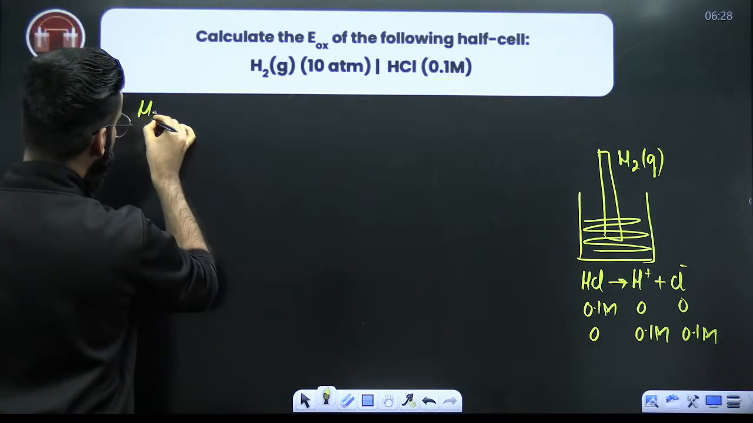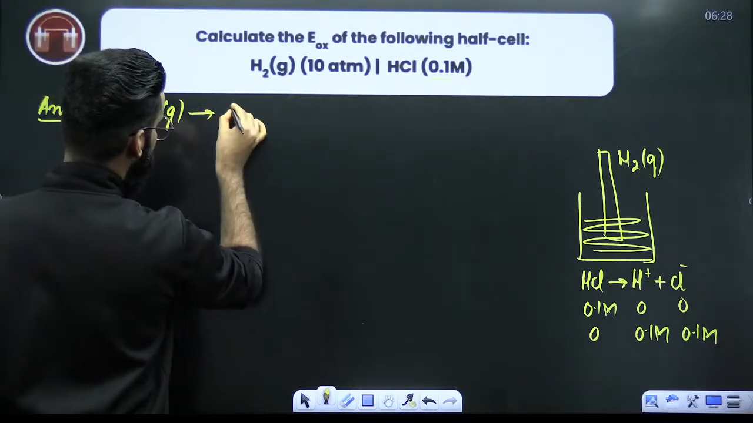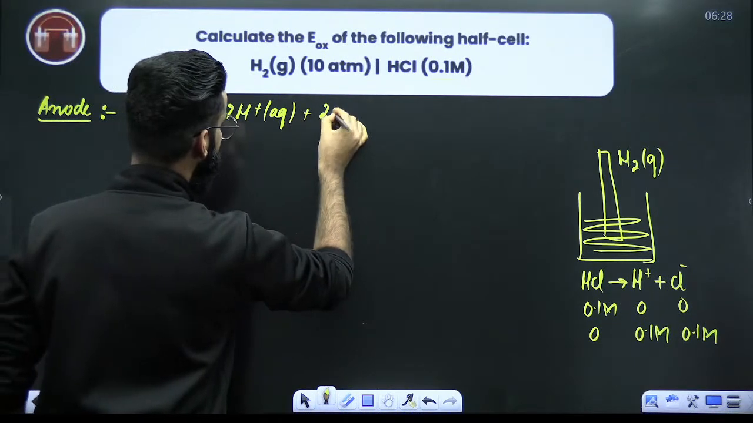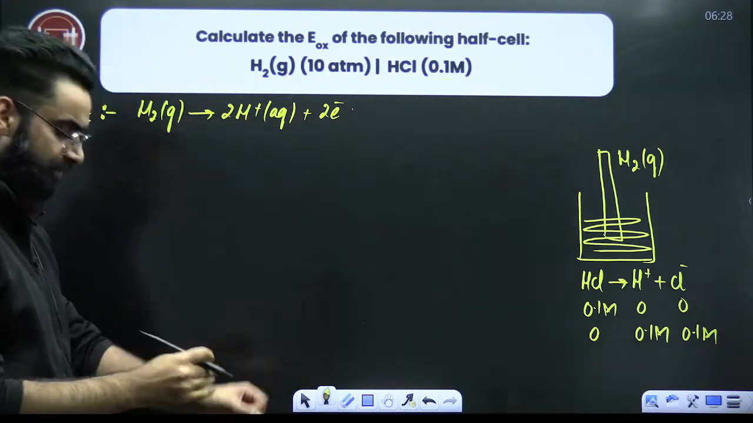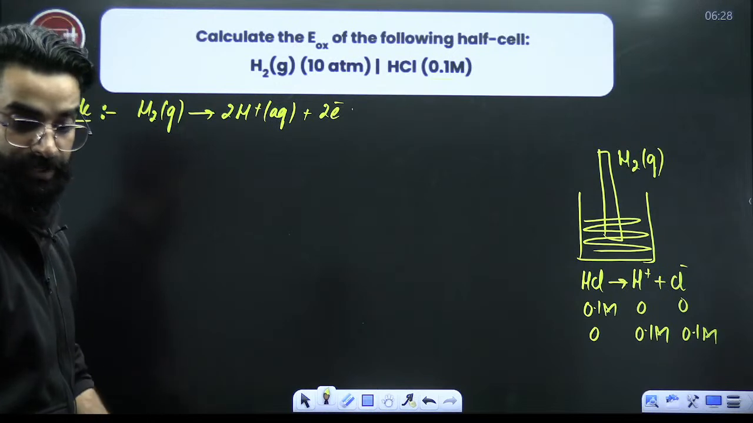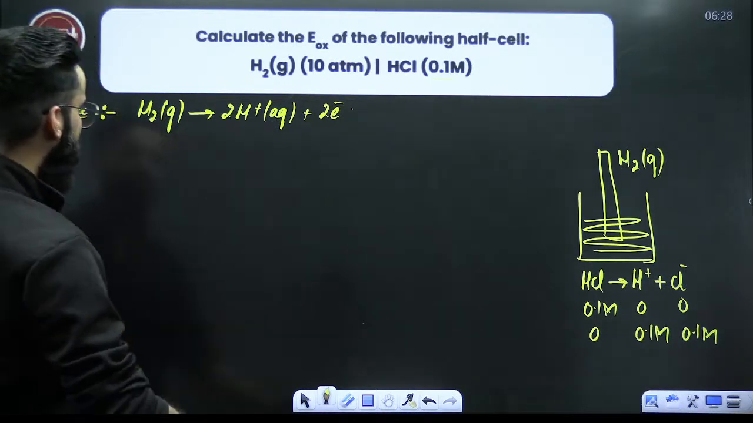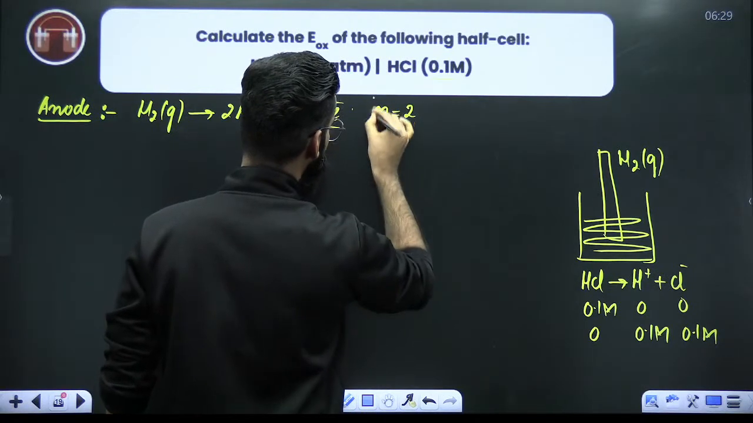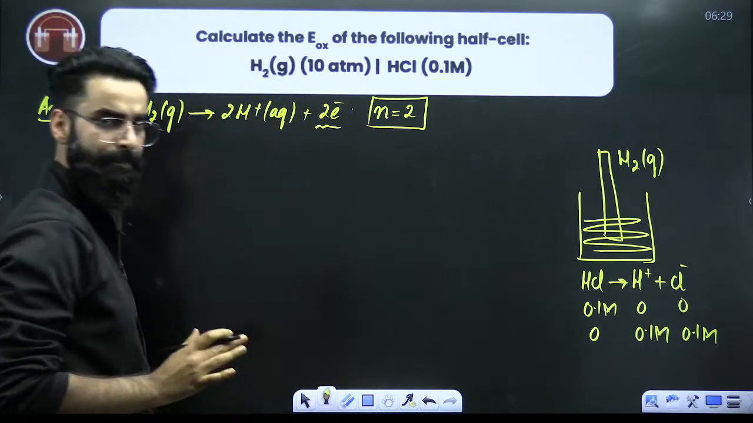A few minutes back I told you, H2 gas gets converted into 2 times H positive aqueous, and with that you'll be writing 2 electrons. This is the reaction which will happen when the hydrogen electrode behaves like the anode, right? Now my dear students, if I ask you how many moles of electrons are exchanged here, you'll say 2 moles of electrons are exchanged. Okay?